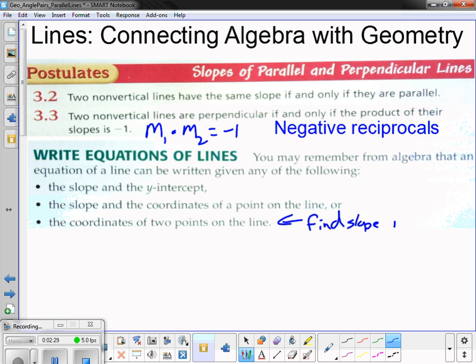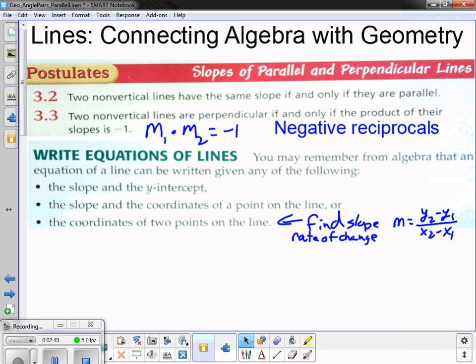Okay, find slope. Remember that's m equals y2 minus y1 over x2 minus x1. You've got to be able to do that. You've got to be able to find slope given 2 points. And the y's are always on top. And a reminder also, we said slope was what we called a rate of change, meaning how quickly is that changing going up and down as compared to the right.